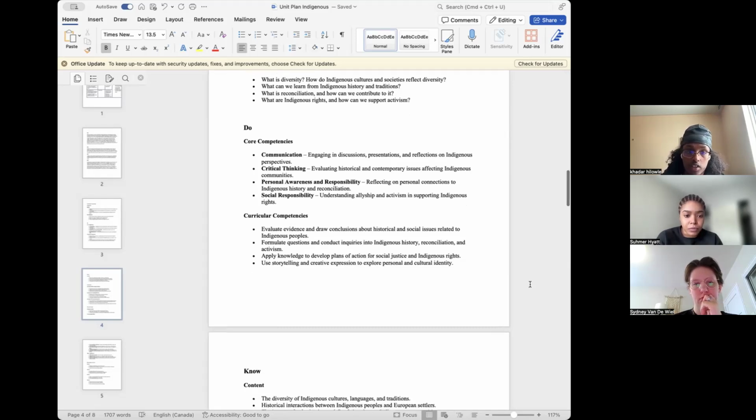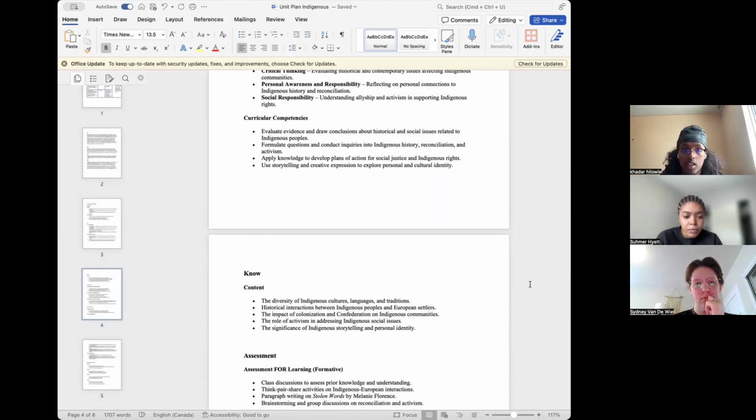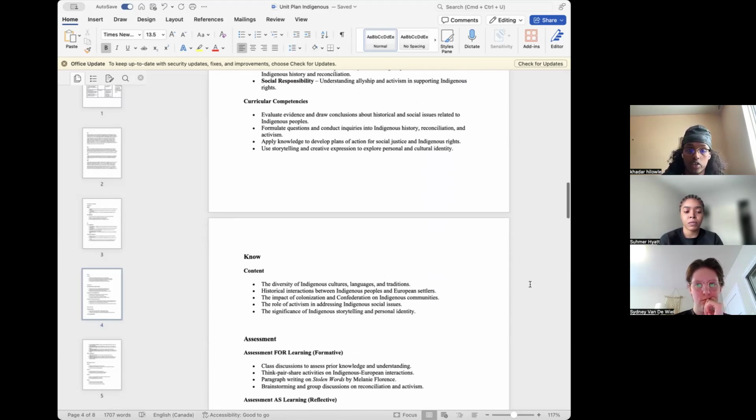Curricular competencies: evaluate and draw conclusions about historical and social issues related to Indigenous people, formulate questions and conduct inquiries into Indigenous history and reconciliation and activism, apply knowledge to develop plans for action and social justice and Indigenous rights, use storytelling and creative expression to explore personal and cultural identity.